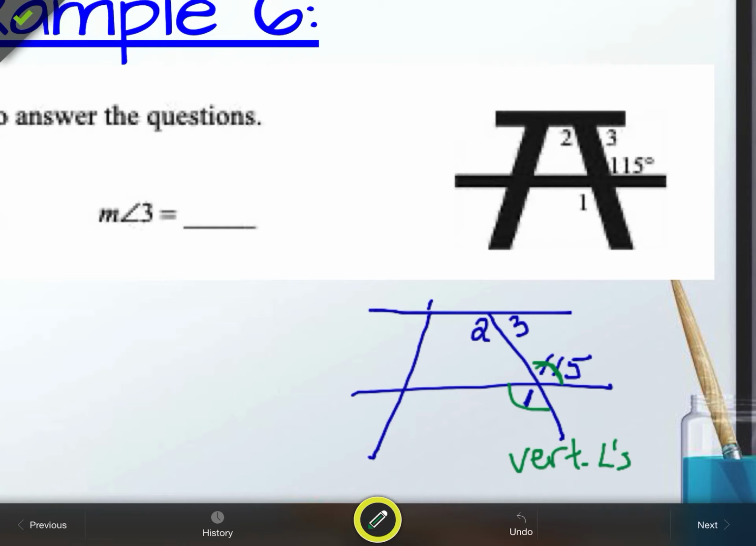So, what do we know about vertical angles? Vertical angles are congruent. So if this is 115, then angle 1 is 115 degrees. And I would actually write it on my picture because it's probably going to help me get angle 2 or angle 3. Okay. Now, let's see if we can get to angle 2.